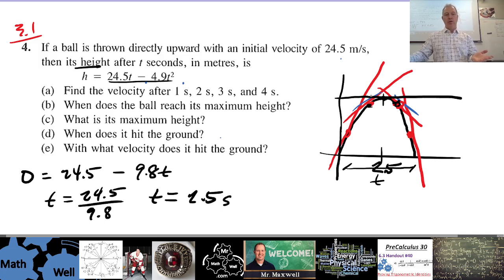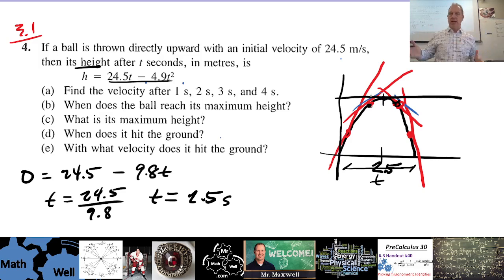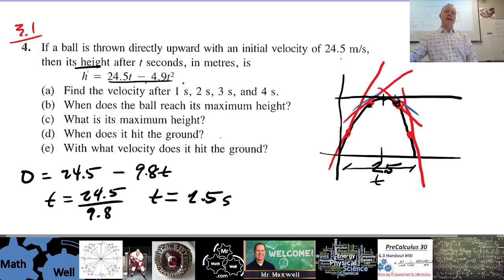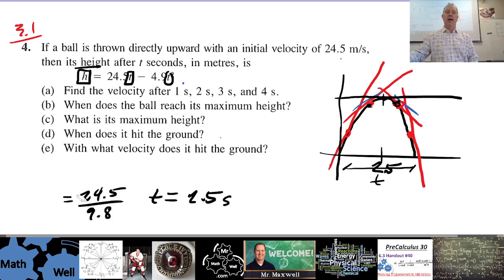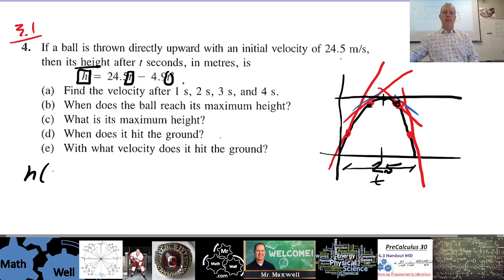Okay. Now, what is the maximum height? Okay. So this is where we have to integrate pre-calculus stuff with calculus stuff and just use your brains and figure this out. So what is the maximum height? The maximum height is the h value when you put a t value into the original equation. Okay, so we do not want the velocity after 2.5 seconds. We know it's zero. We want the actual height. So I'm going to put 2.5 in here. It's the height at 2.5 seconds.